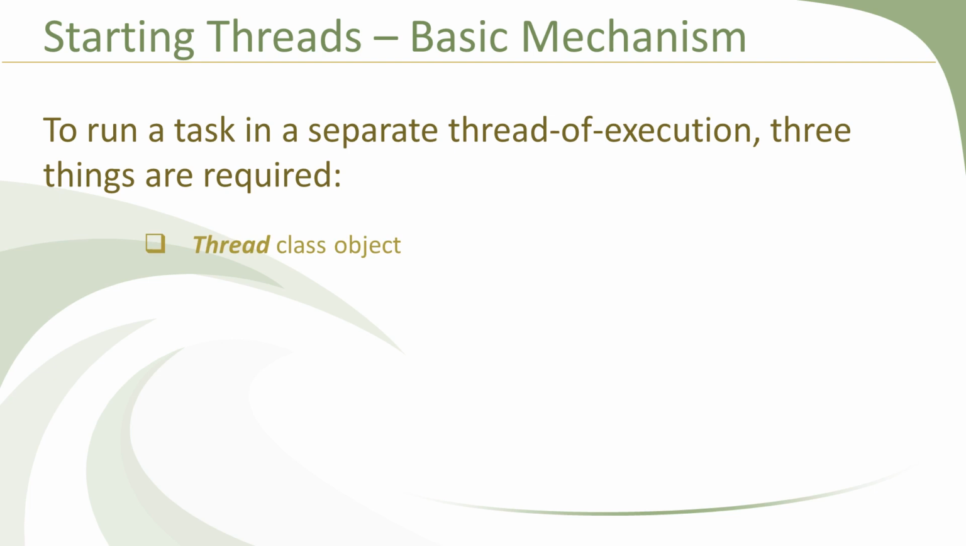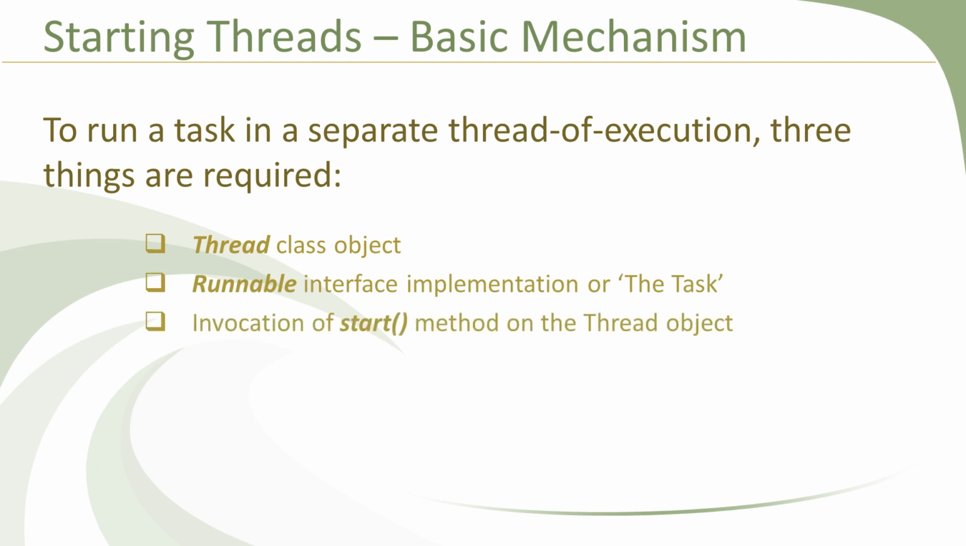Number one, you need to have an instance of the thread class. Number two, you need to have an instance of a runnable interface implementation that has to be provided to the thread class object. And number three, you need to call the start method on the thread object to start the thread as a separate sequence of execution inside the JVM. Now let us first look at how to use the threads API here. Afterwards, we will discuss the executors API.